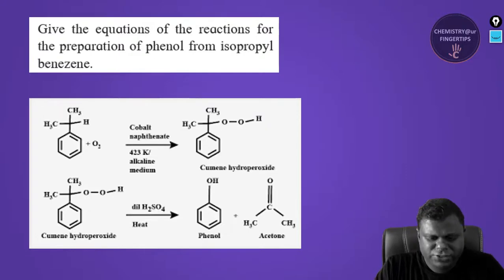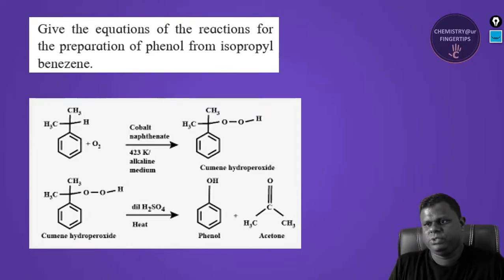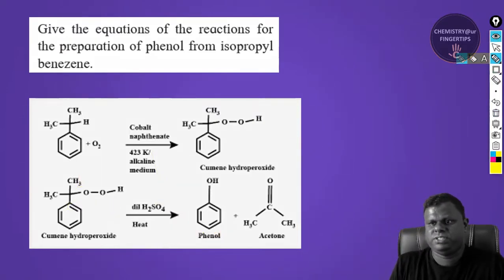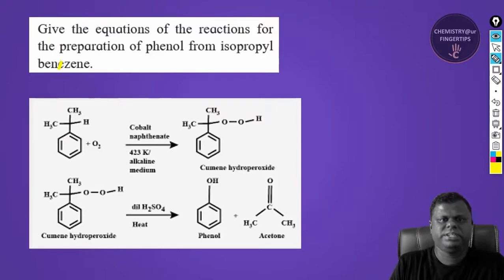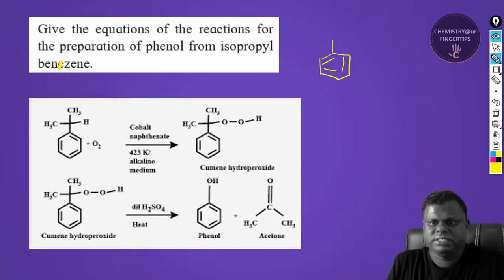Okay, give the equations of the reactions for the preparation of phenol from isopropyl benzene. Okay, there is one spelling mistake over here. Let me just get rid of this. Okay, so this is very much simple. What you're going to do is you're going to have a cumene molecule, right? So you have this H over here, and then there is this H, this H.